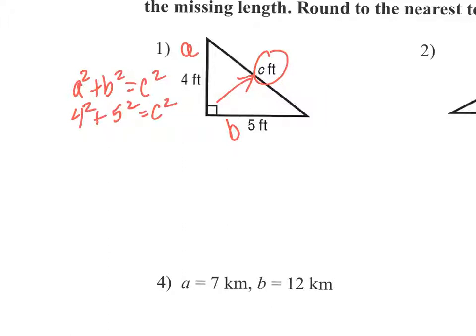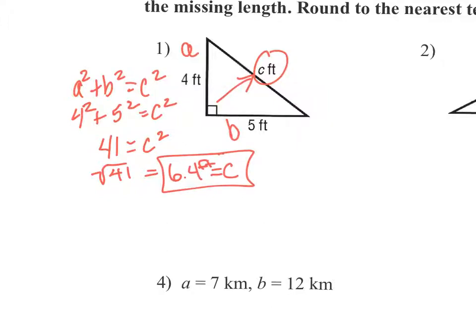And you can plug those in the calculator together. So 4 squared plus 5 squared all at once. So let's see, 4 squared plus 5 squared is 41. But that's not my side length of C. That's C squared. That's whatever C is squared. So what I have to do is I have to find the square root of that, which is going to be about 6.4. So that's my side length of C, 6.4 feet.